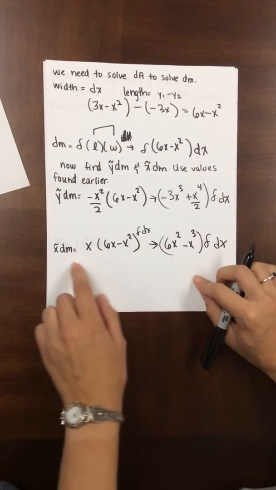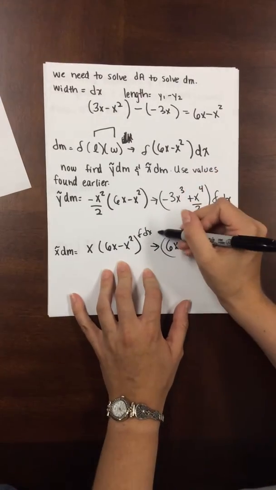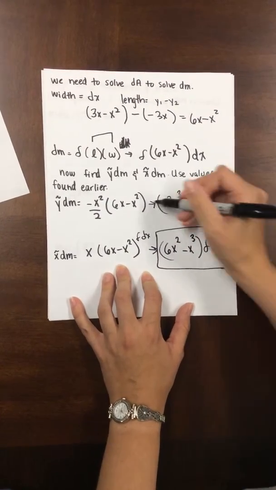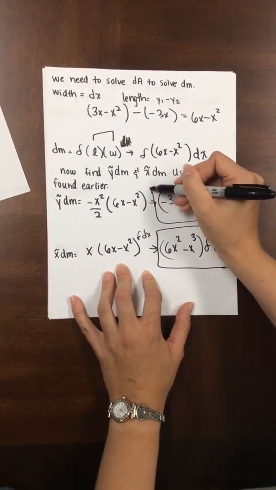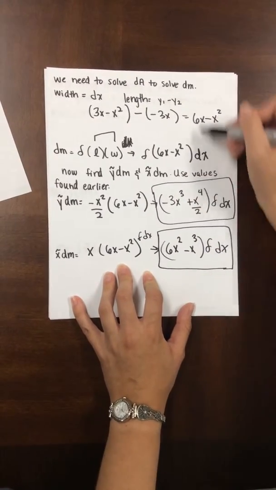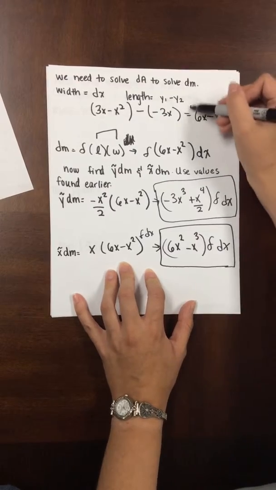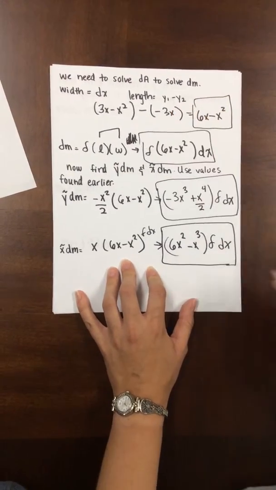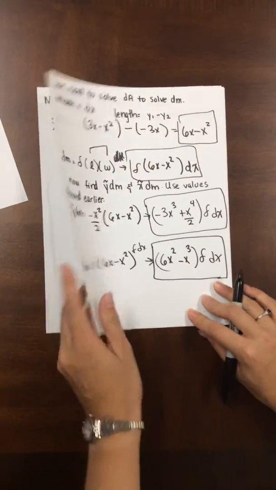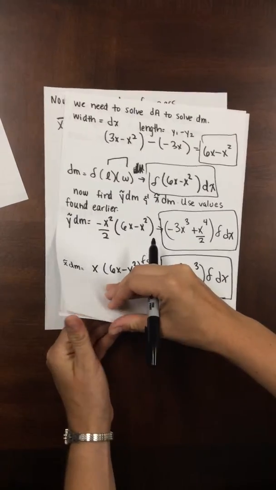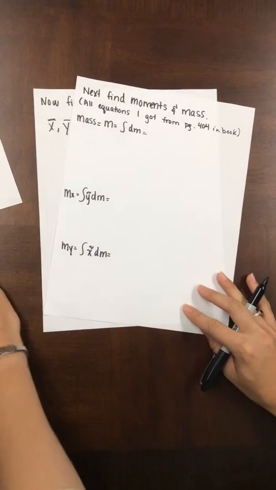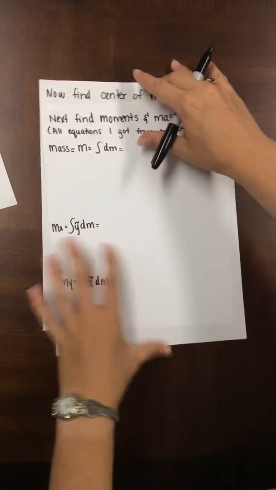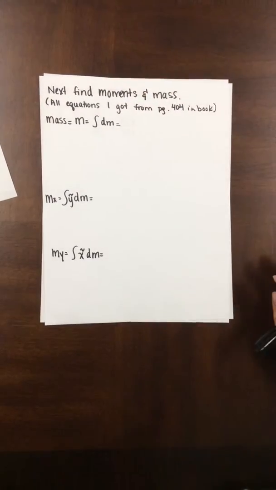Now that we have all these values that we're finding, I'll put squares around them because we're going to need to use them for the next step of the equation. So all the things that we've figured out, I will just put some squares around them so that we can see that. Okay, next part is to find the moments and the mass. This is the important part that we're really looking for so that we can find the center of mass.